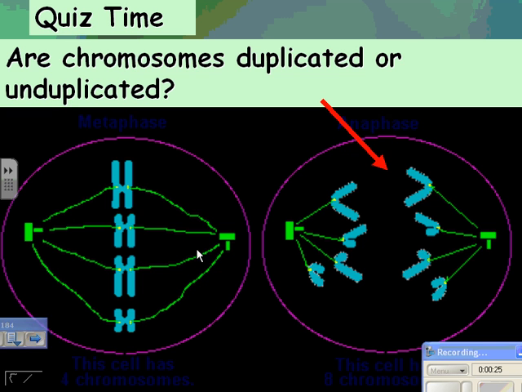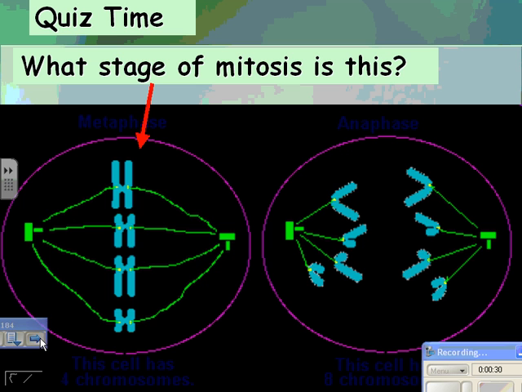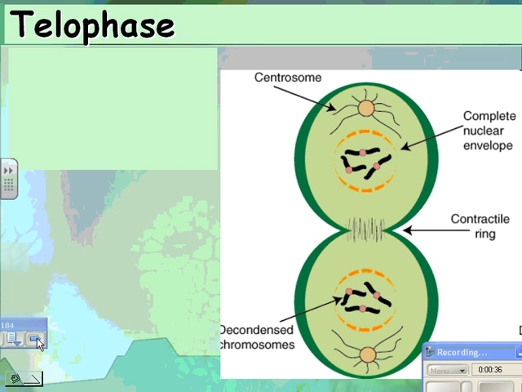Are chromosomes duplicated or unduplicated here? They are unduplicated. What stage of mitosis is this? That's metaphase. That one's anaphase because they're pulling apart. Okay, telophase.